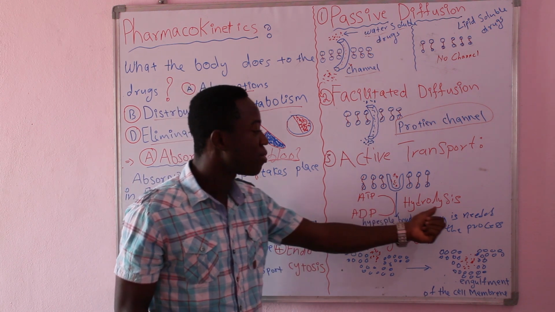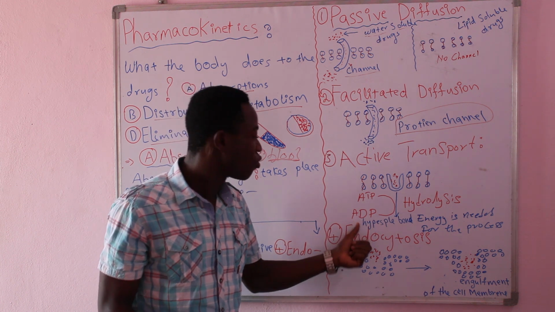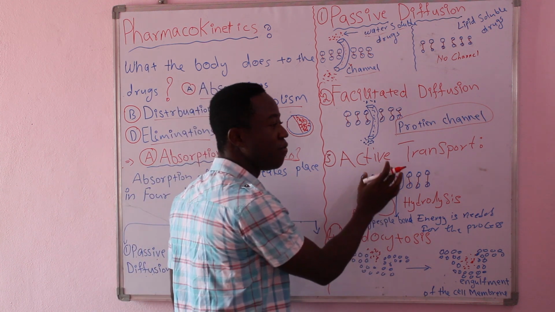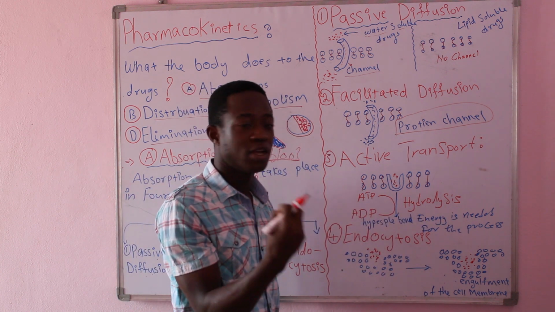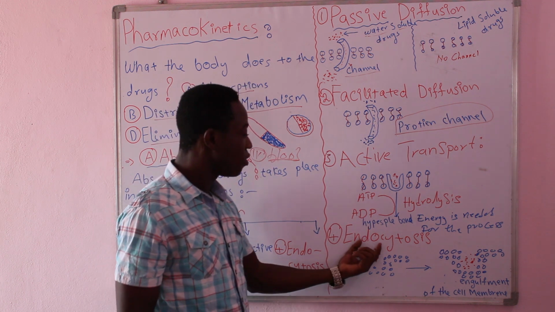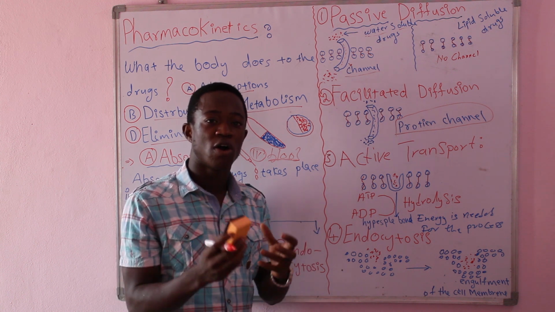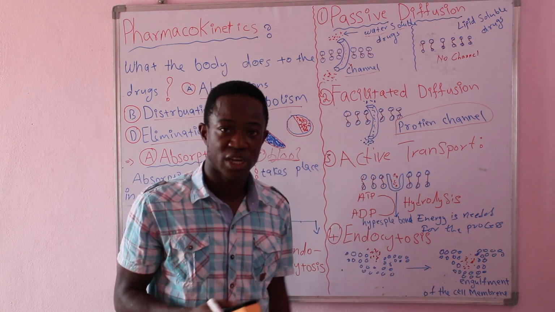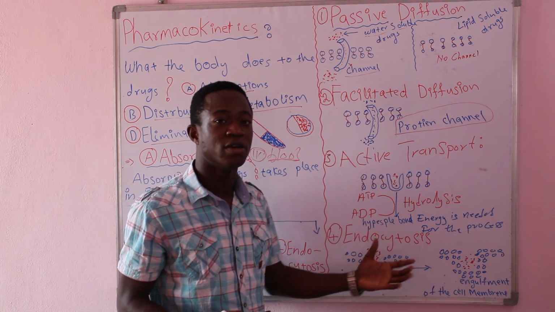ATP in the process of hydrolysis will be converted into ADP to produce a phosphate bond. So, in passive diffusion, for drugs to cross the cell membrane, it requires a high energy level. Energy is required. Then there is endocytosis, which has to do with the engulfment of the drug molecules by the channel or by the molecules. So the engulfment of the drug molecules will occur in endocytosis.